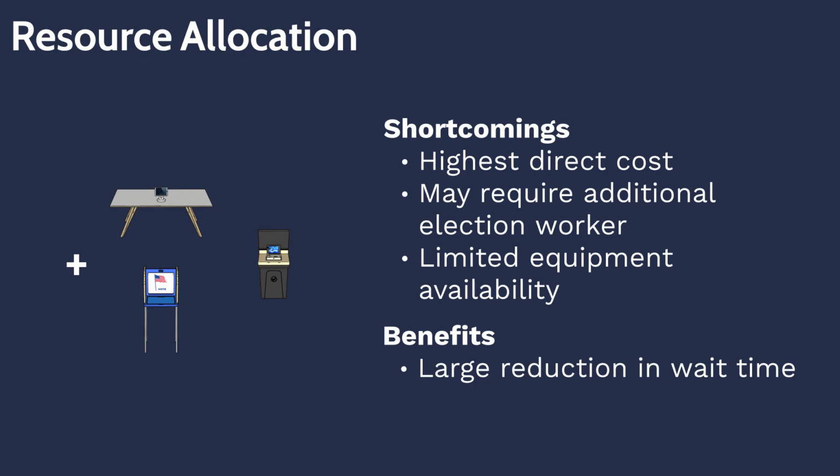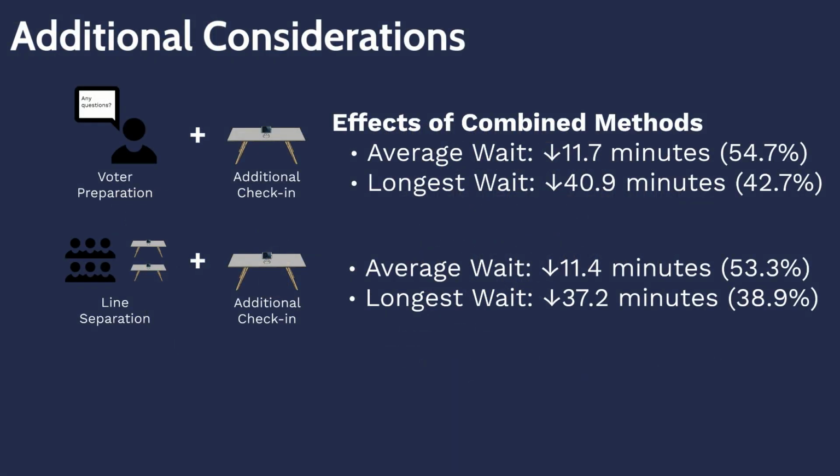While each method explored throughout this video demonstrates the benefits and trade-offs of these line alleviation strategies individually, there may be added benefit by implementing them in combination. For example, by implementing the voter preparation strategy and allocating an additional check-in device in the three-step voting process, the average voter wait time is reduced by 11.7 minutes, a 54.7% reduction, and the longest voter wait time is reduced by 40.9 minutes, a 42.7% reduction.